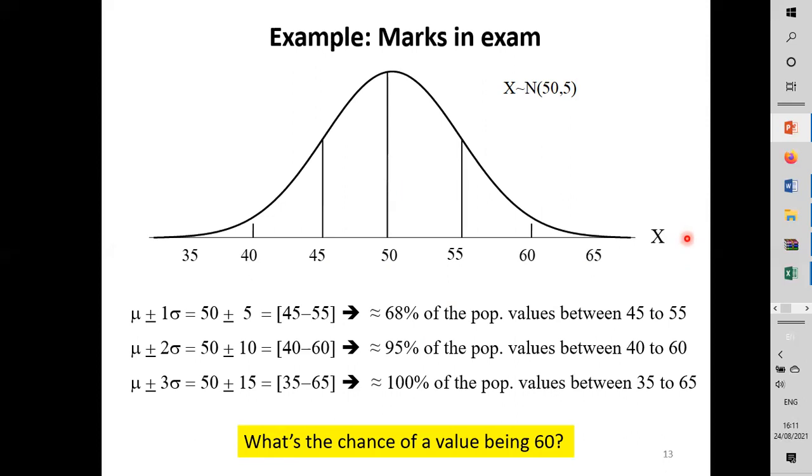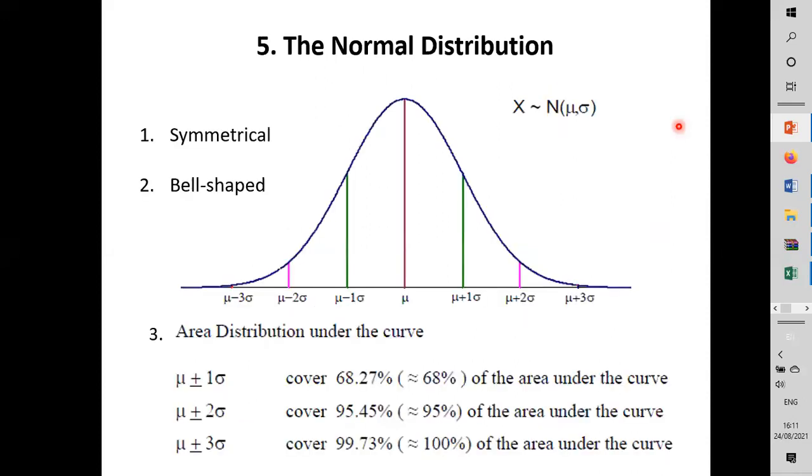Now, this is a very, very important curve, the normal distribution. From shoe manufacturers to medical researchers, agriculturists, those going to outer space, all have used this normal distribution.